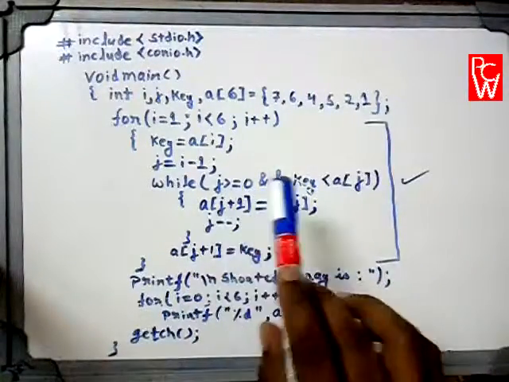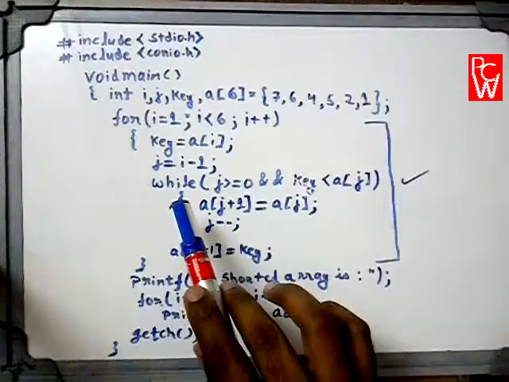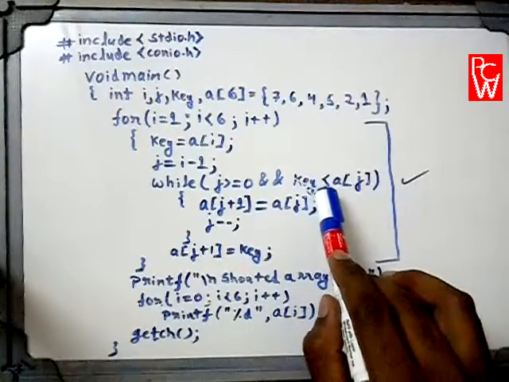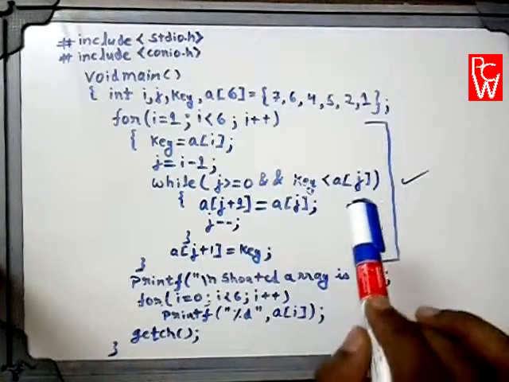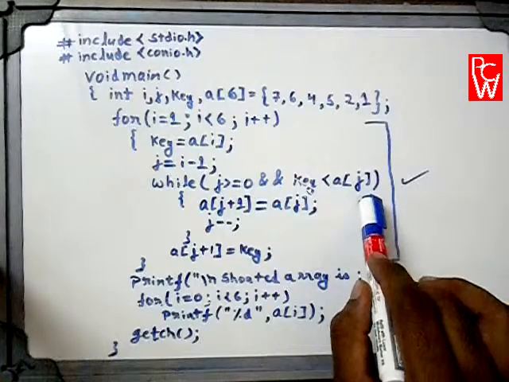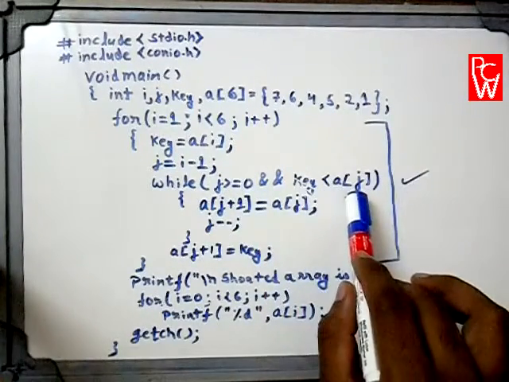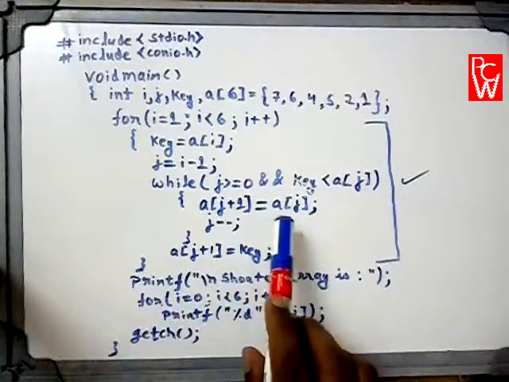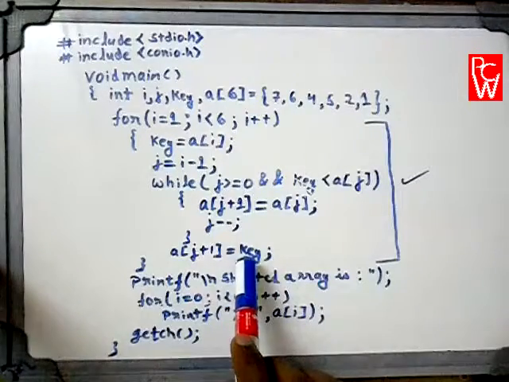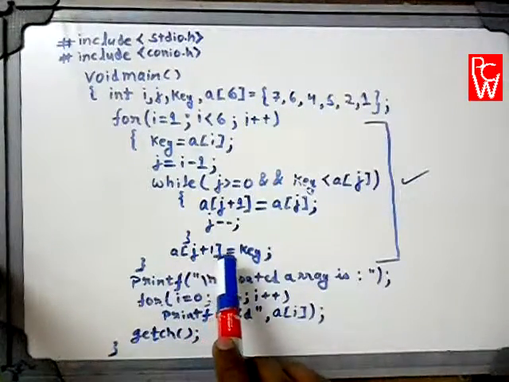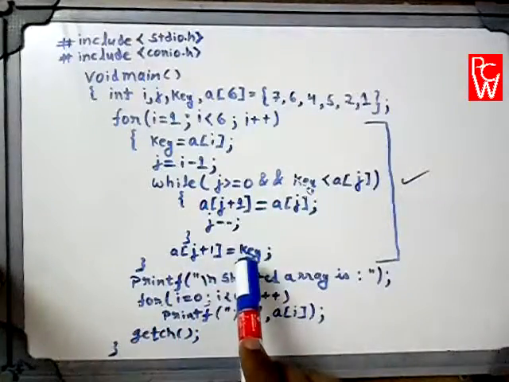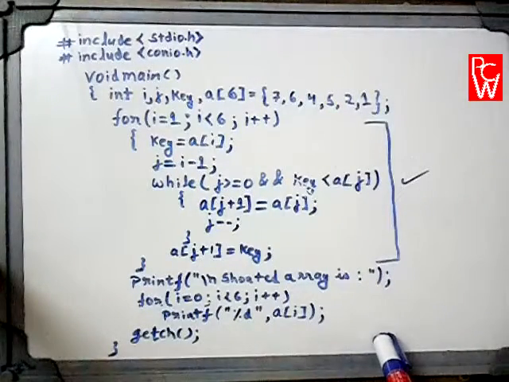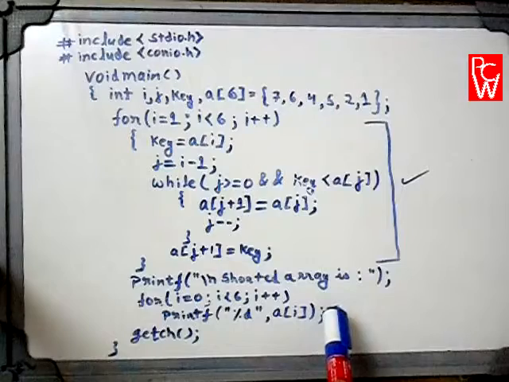When all the elements are checked, then j is less than 0, so the loop will be terminated. Or else, if the key element is not less than the element which is present on the left hand side, then also the loop will be terminated, since we have used the AND operator. Now when the loop terminates, we put our key element at a of j plus 1, meaning the exact position which we have found using this loop. And this is the printf statement which will show the output after sorting.